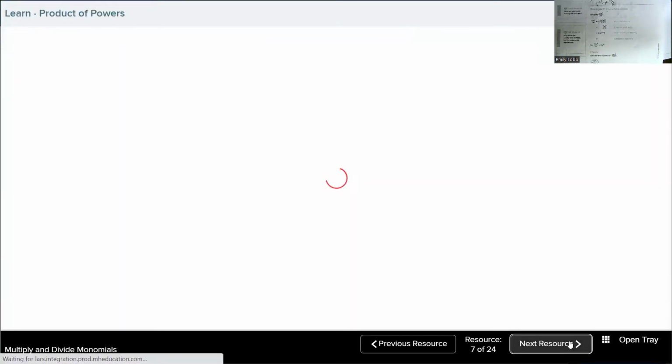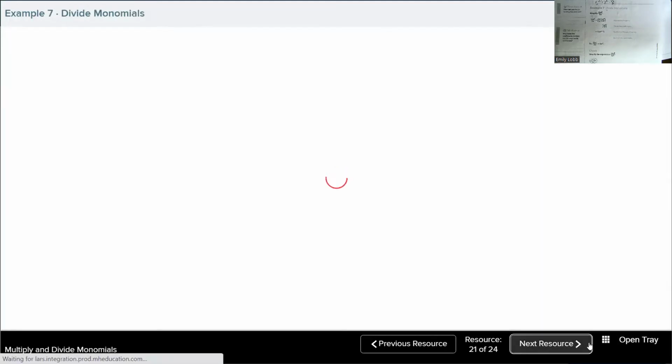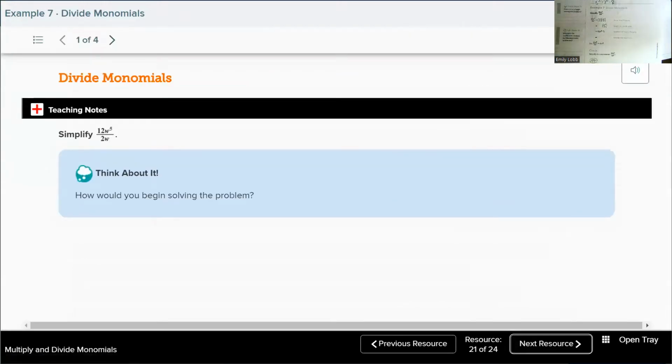So it's important that we can multiply and divide using the laws of exponents. We are all the way on example 7. So page 20, do you see where it says example 7, divide monomials? That's where we are. We are to simplify 12w to the 5th power divided by 2w.